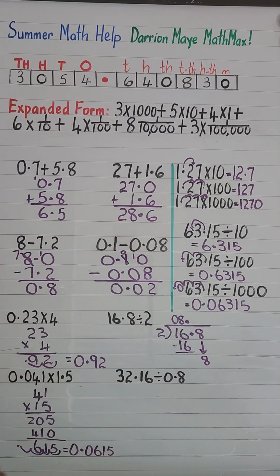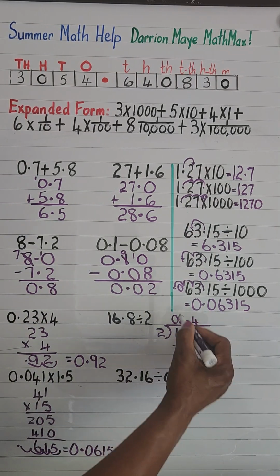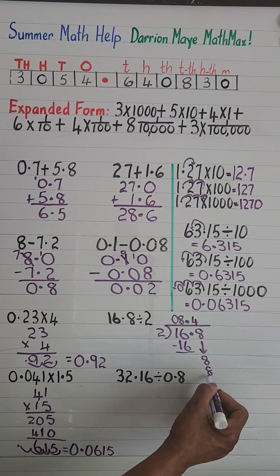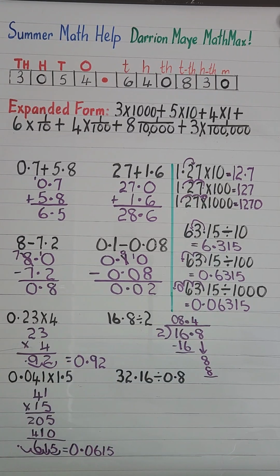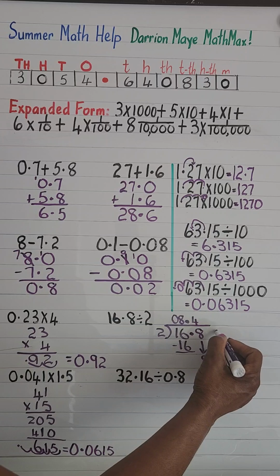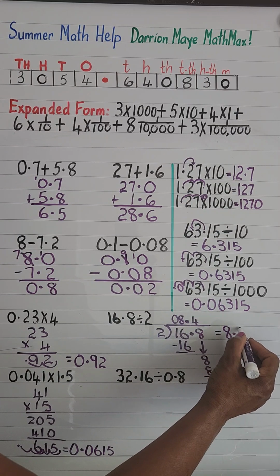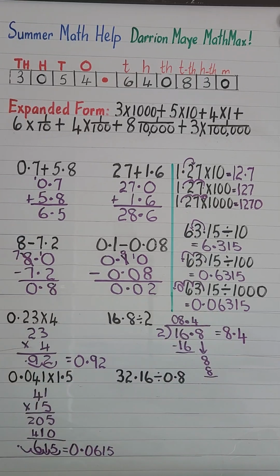How many times can 2 go into 8? And that is 4 times. 4 times 2, 8. So our answer is equal to 8.4.